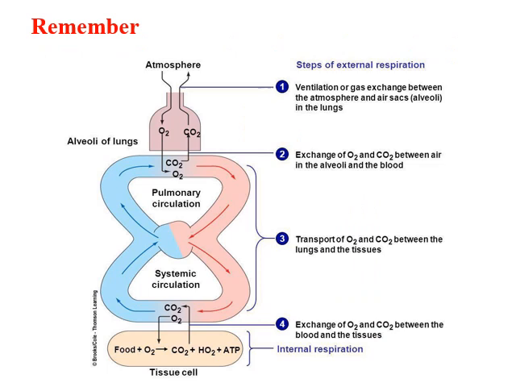So always remember that the steps of the external respiration include ventilation, or the gas exchange between the atmosphere and the alveoli in the lung, then the exchange of oxygen and carbon dioxide between the air in the alveoli and the blood, then transport of oxygen and carbon dioxide between the lung and the tissue, then the exchange of oxygen and carbon dioxide between the blood and the tissue, which is the actual internal respiration. All these steps are regulated by the respiratory center in the medullary region.